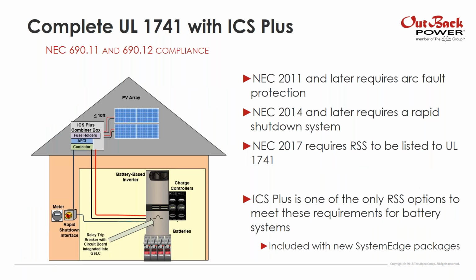Keeping with some of the changes that are ongoing in the industry, we've kept up with those changes as well, so that you don't have to worry about inspection of these systems. Included with all of the SystemEdge packages is our ICS Plus combiner box, which provides for arc fault and rapid shutdown requirements. There's a combiner box that gets mounted up close to the array, within 10 feet, that integrates circuit protection with arc fault and interfaces with the rapid shutdown that's down by your meter. It allows us to disconnect power at both the PV array as well as down at the inverter end that's got some energy storage tied to it with the batteries. So we disconnect both ends of the circuit, making for a very safe, code compliant installation.